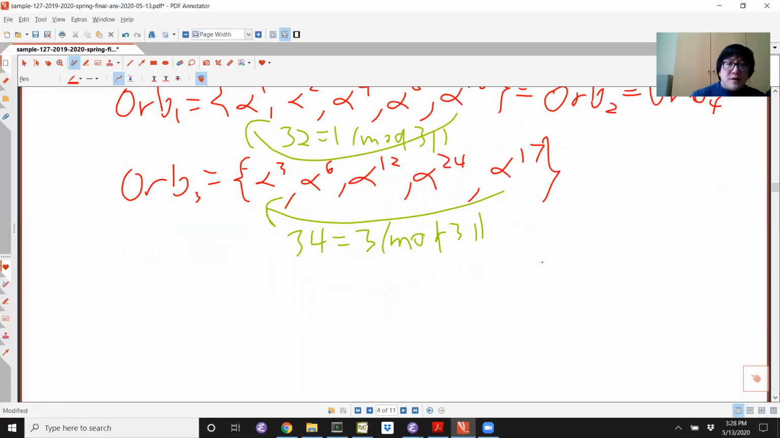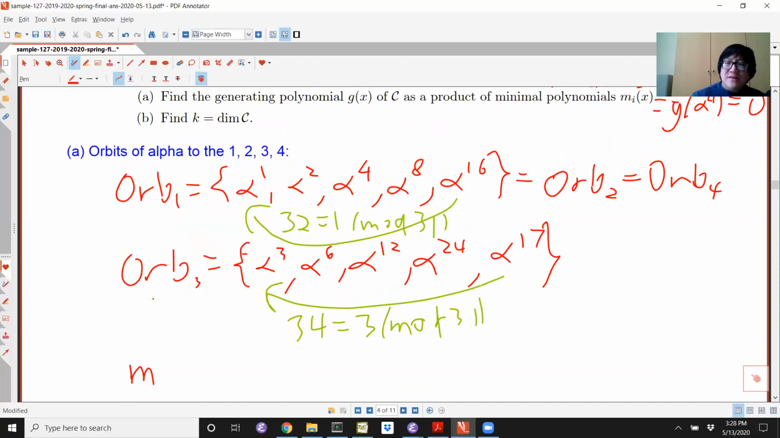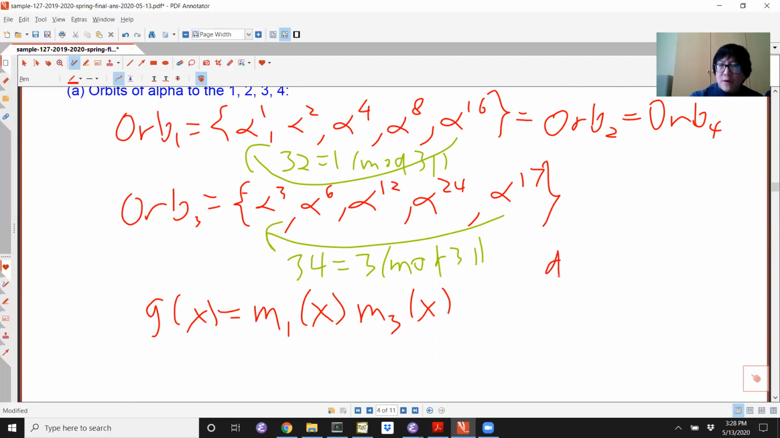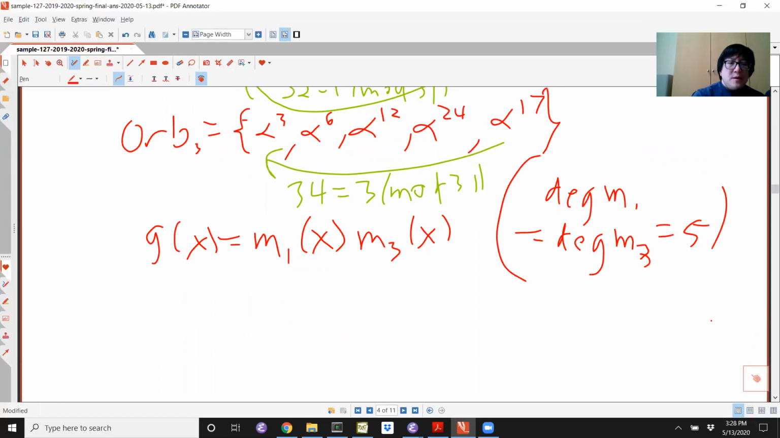Okay, so you're not actually asked for all of this. What you're actually asked to say is that g of x is equal to m1 of x times m3 of x. And we see the degree of m1 is equal to the degree of m3, which equals 5, which we'll need for the next part. So the degree of g equals 10. That's the end of part A.